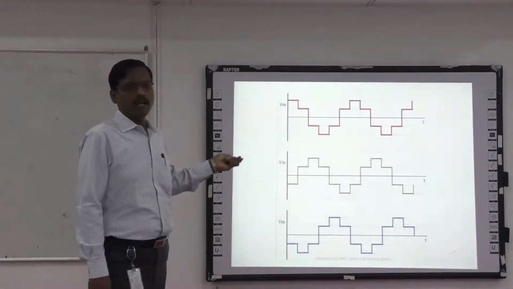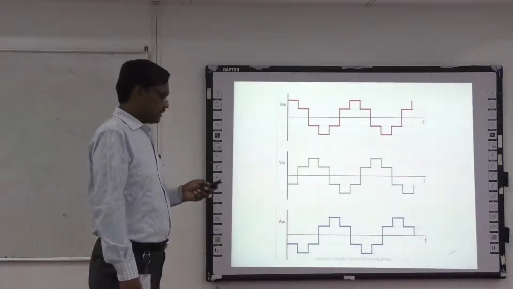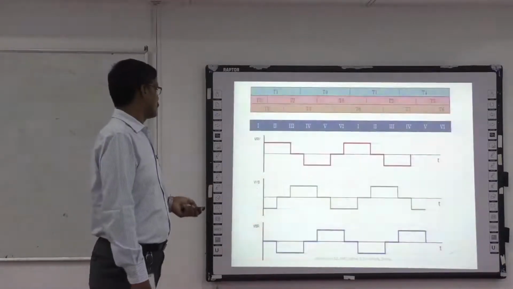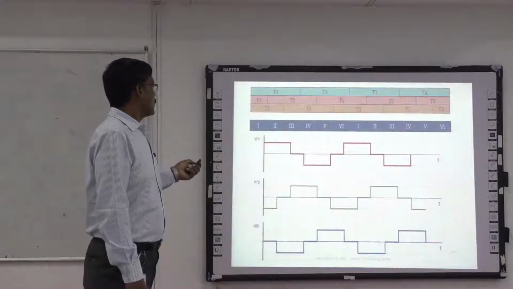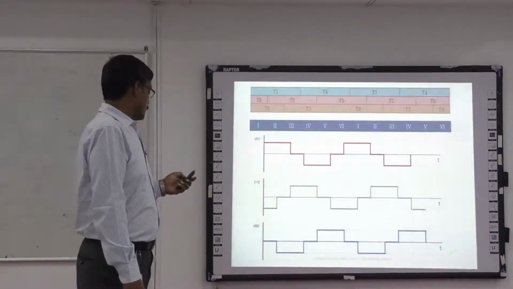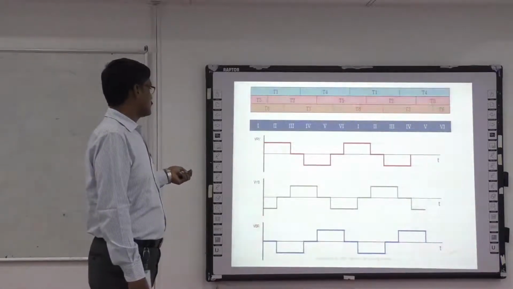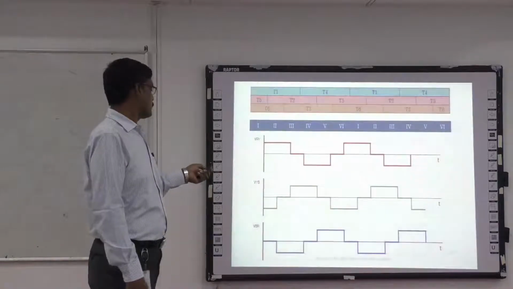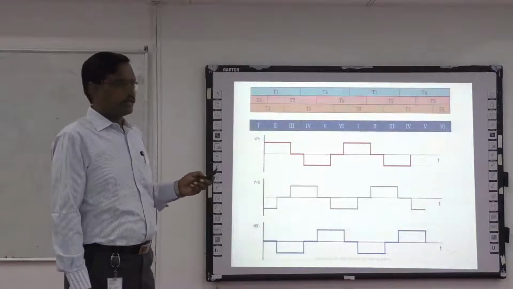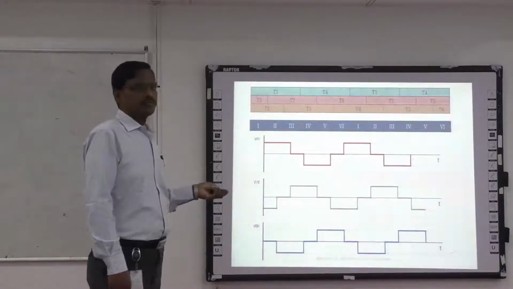Likewise, it will be a stepped waveform. VRN, VYN, VBN are stepped waveforms in case of the 180 degree mode. That is, phase voltages are stepped waveforms. Then the line voltages VRY, VYB and VBR: if you see these voltages, each is either Vs or minus Vs, or it may be 0. So it is a quasi-square waveform. These line voltages of the 180 degree mode of operation are quasi-square waveforms.